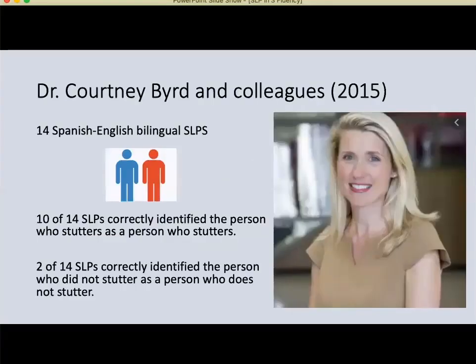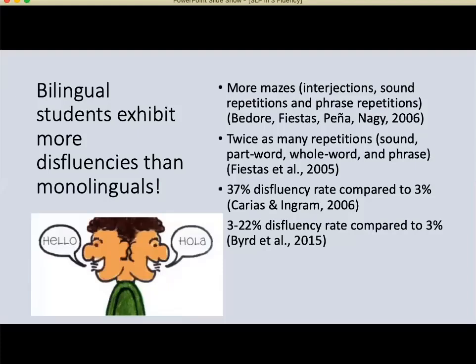One study that I think really highlights our need for this information is one that was done by Dr. Courtney Bird. She asked speech pathologists to evaluate one bilingual child who was a person who stutters and one bilingual child who was not a person who stutters. 10 out of 14 of those speech pathologists correctly identified the person who stuttered as a person who stutters. Only 2 out of 14 correctly identified the person who did not stutter as a person who does not stutter. So this really speaks to the risk of over-identification of bilinguals if we don't have the right information in our hands. So let's talk about some of the research really quickly.